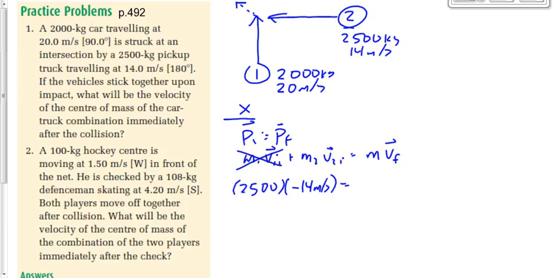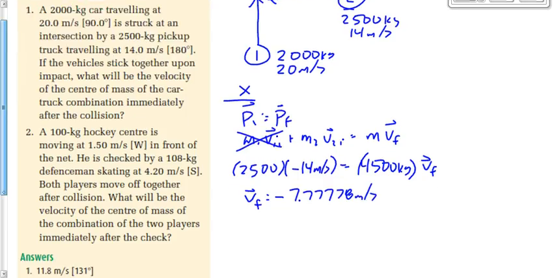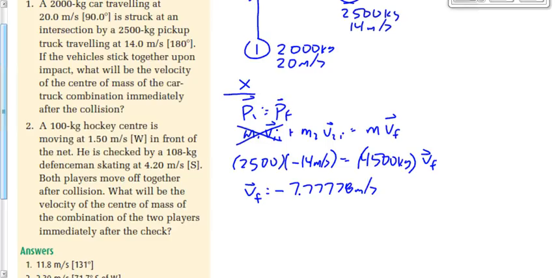Good. Now, the combined mass, we have to pay attention to mass number 1 now. The combined mass, 4,500 kilograms. We have to pay attention to mass number 1 now because after the collision, it's got an x component to it. Not completely x, it's going up and to the left, but part of it is going to the left. So we have to pay attention to that mass now. 4,500 kilograms times vf. Let's solve for vf there. We get negative 7.77778 meters per second. It's not a final answer, right? That's the x component of our final answer.